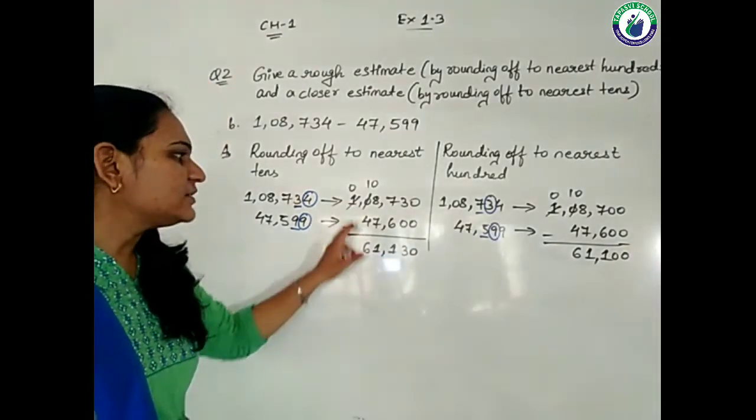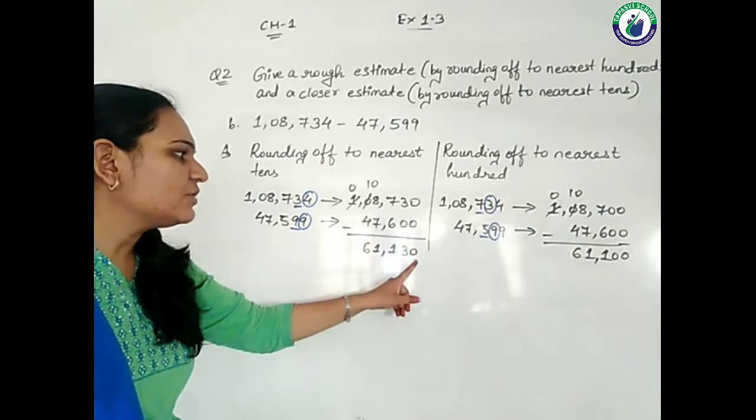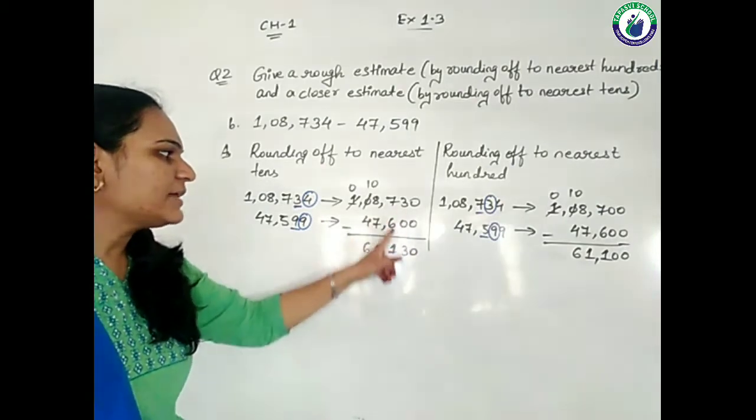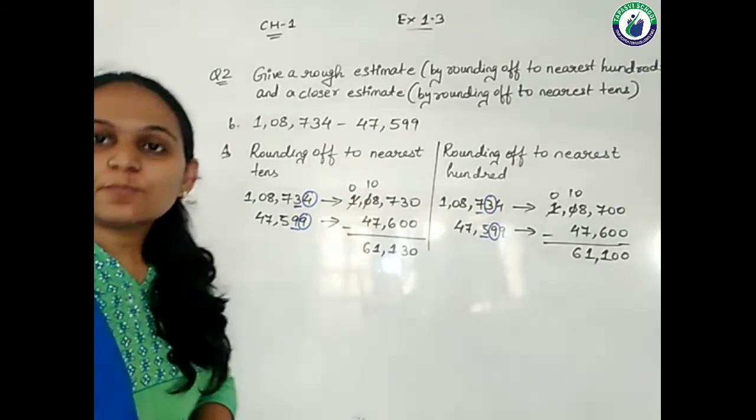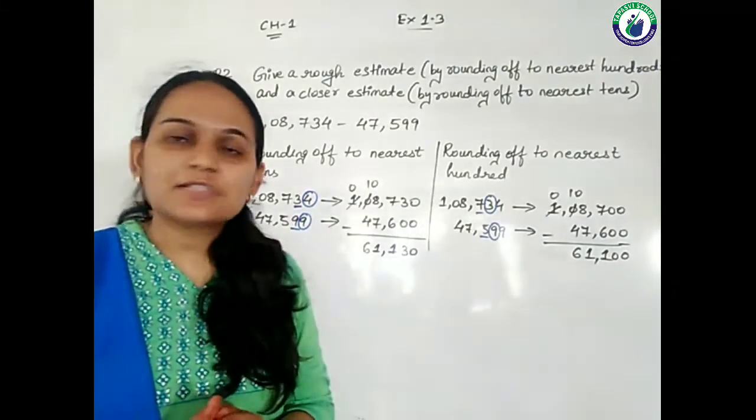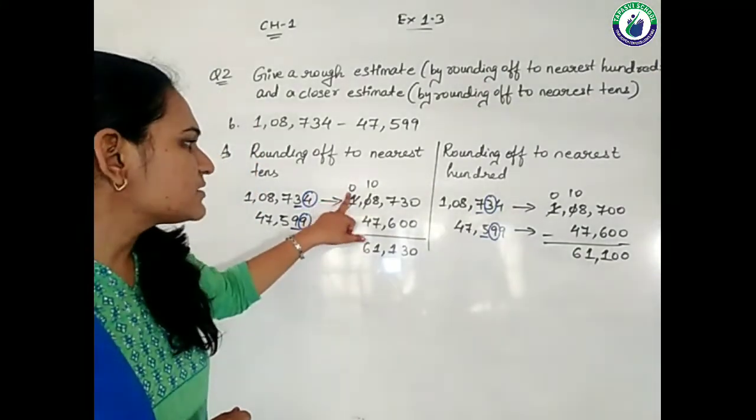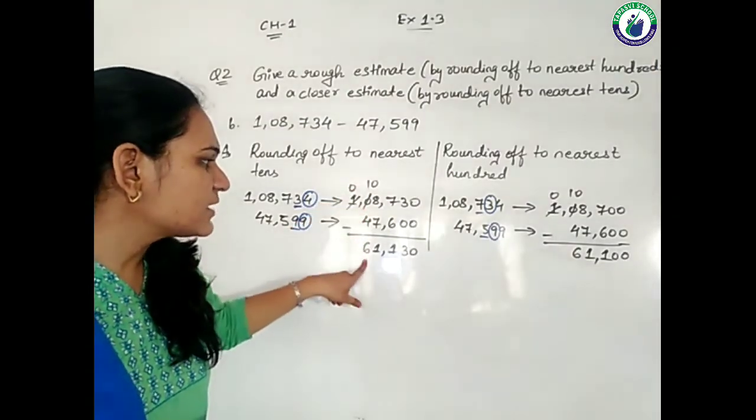Now subtract these numbers, right? So 0 minus 0, 3 minus 0 is 3, 7 minus 6 is 1, 8 minus 7 is 1. 0 minus 4 is not possible, so we need to take help from the next number. Taking from this 1, 10 minus 4 becomes 6.